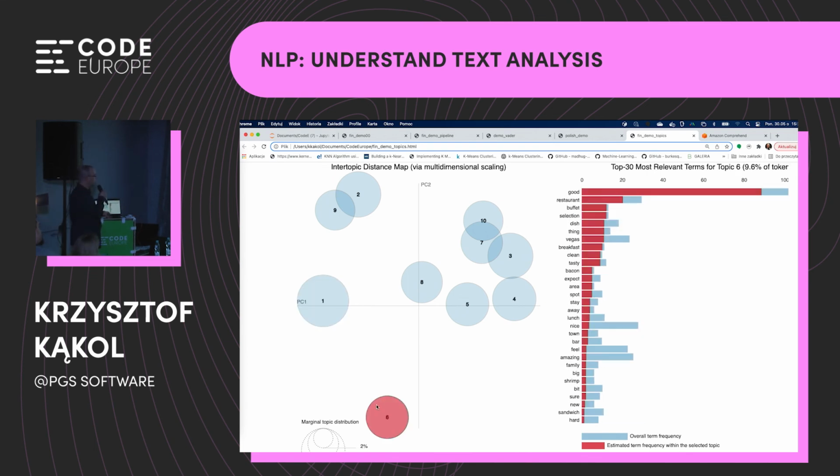What gives us topic 6? This is just a distance, a mathematical measure. I will not go into details, but in this topic we have the words good, restaurant, buffet, selection, dish. So this is probably mentioning something about the restaurant as a whole, not the quality of service, but how rich the menu of this restaurant is, these kinds of things. So you have to carefully interpret what the given topic applies to.